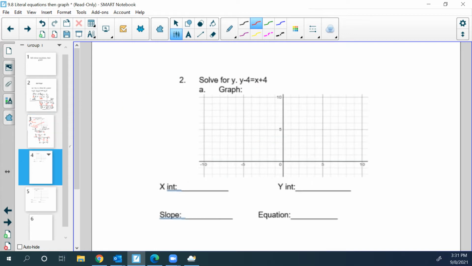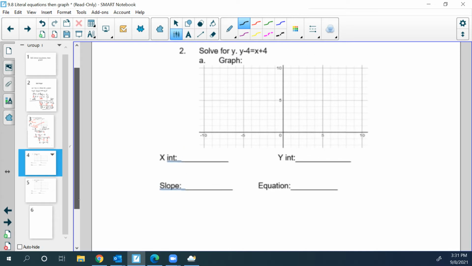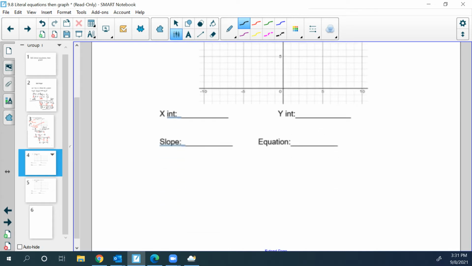All right, okay, let's look at this one. So we have y minus 4 is equal to x plus 4. Again, we have to solve for y. We're going to put this in slope-intercept form. So I'm going to solve for y. This is my goal right here, and I have a -4 attached to it.